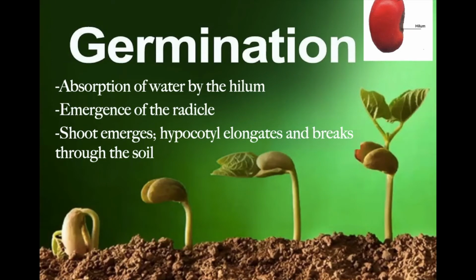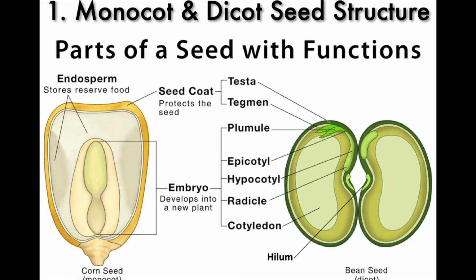Now you can take a look at the comparison between the monocot and dicot seed. The monocot has one cotyledon or one food source, while the dicot separates and has two cotyledons or two food sources. It also has two seed leaves. So you can actually see the endosperm, seed coat, and the embryo on the corn seed or the monocot seed. There's a lot more description in the dicot seed.